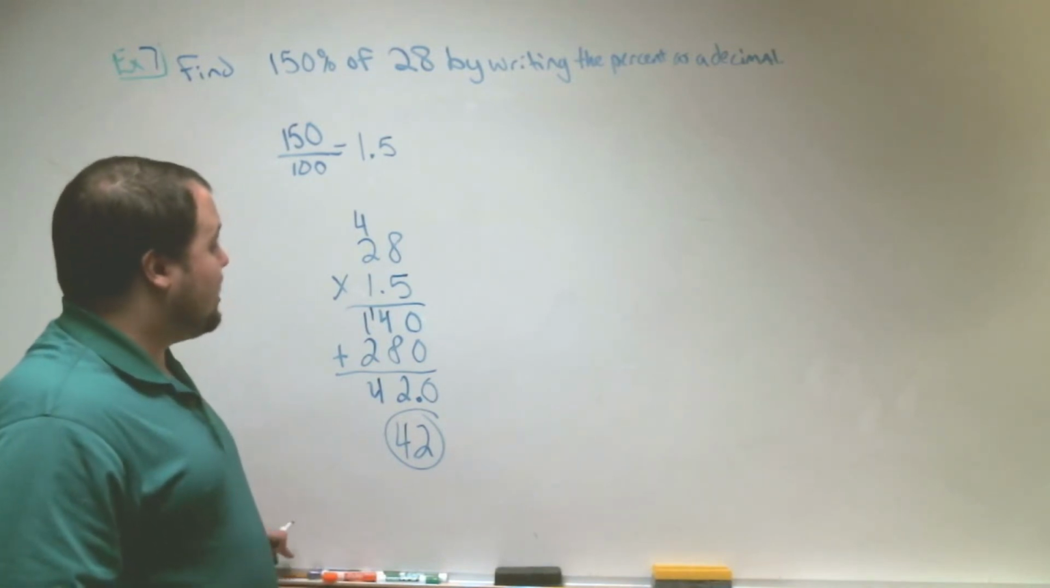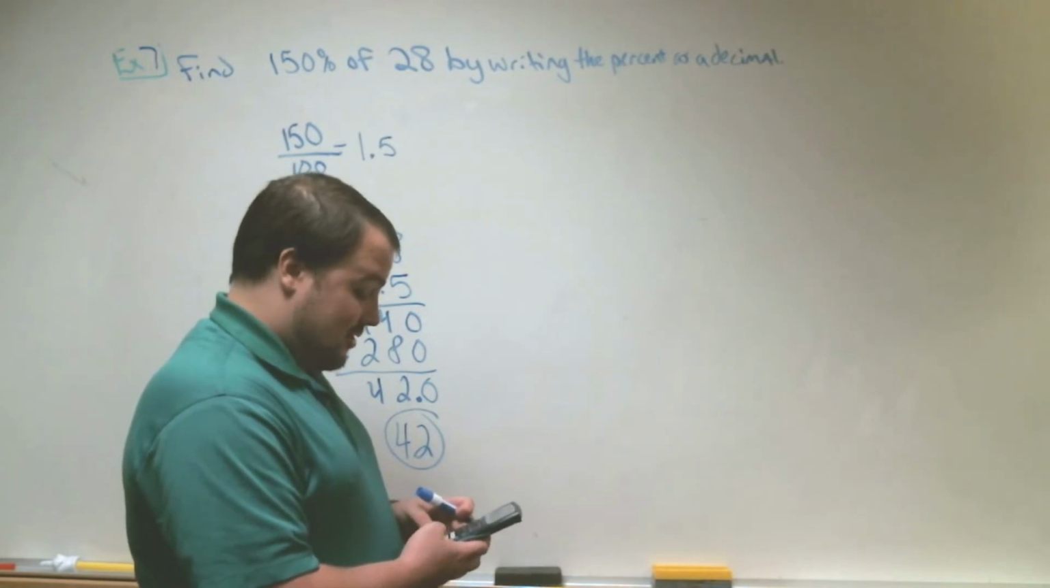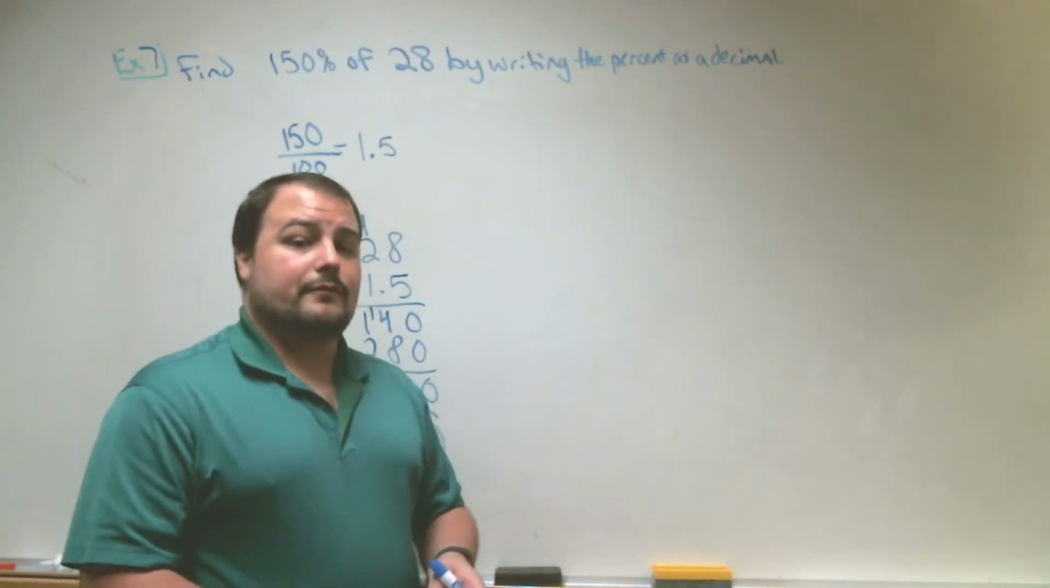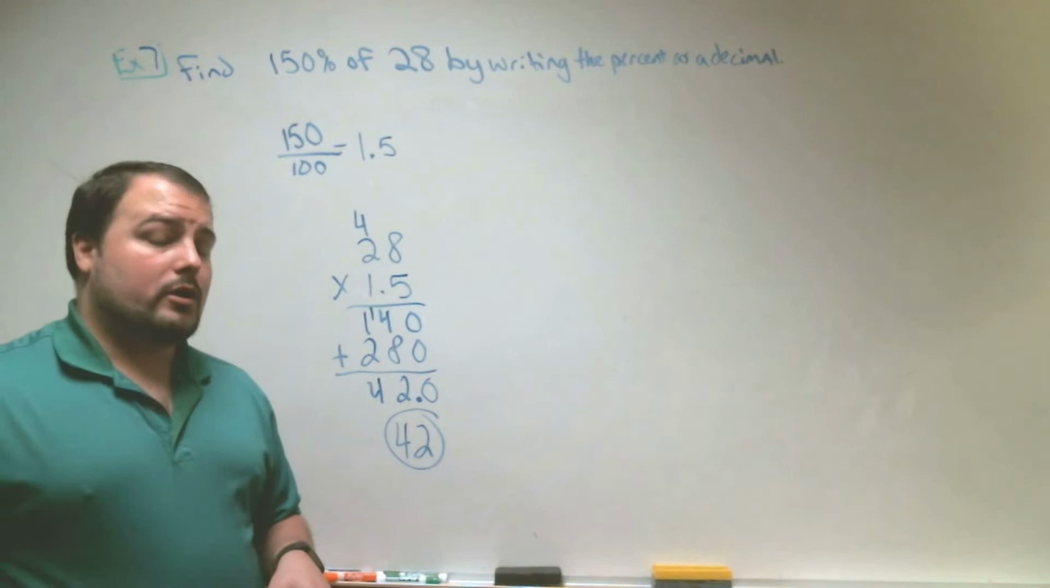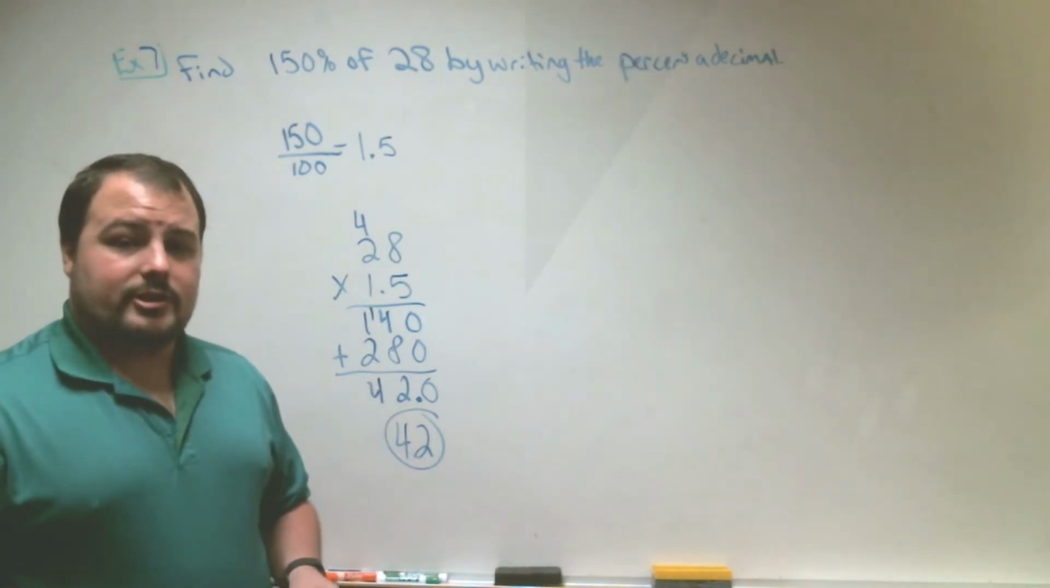Let's go ahead and check it by actually typing in our calculator, 1.5 times 28. And in fact, I do get 42. So I know that 42 is the correct answer. It is 150% of 28.